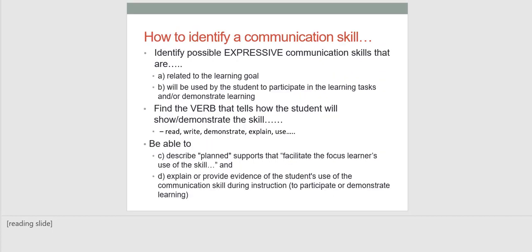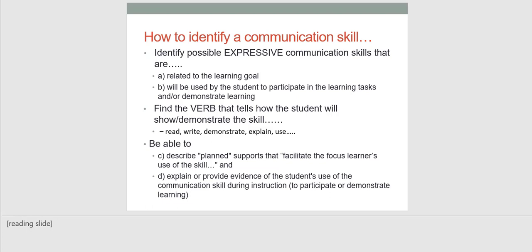So how do you identify a communication skill? You identify possible expressive communication skills that are related to the learning goal, that will be used by the student to participate in the learning task and or demonstrate learning, and then find verbs that tell how the student will demonstrate the skill. For example, they will read, write, demonstrate, explain, or use. Be able to describe planned supports that facilitate the focused learner's use of that skill, and explain or provide evidence of the student's use of the communication skill during instruction.